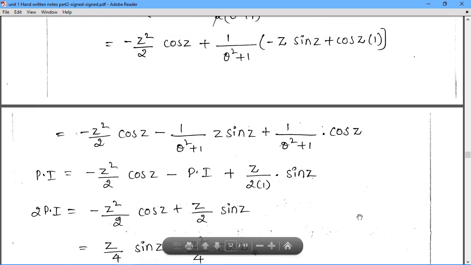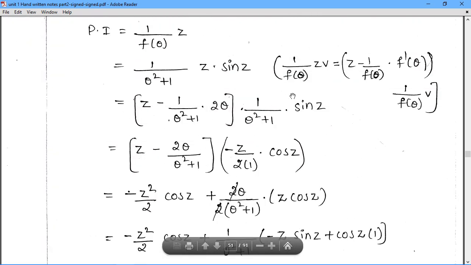So here we are using the particular integral fifth case, that is 1 by f of theta into zV is z minus f dash of theta by f of theta.